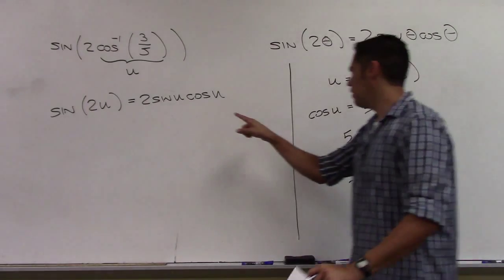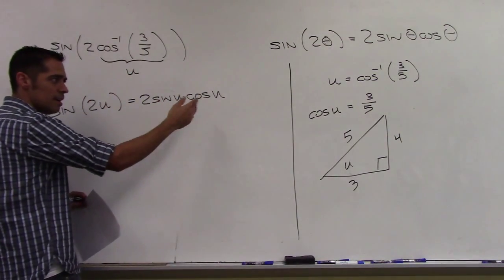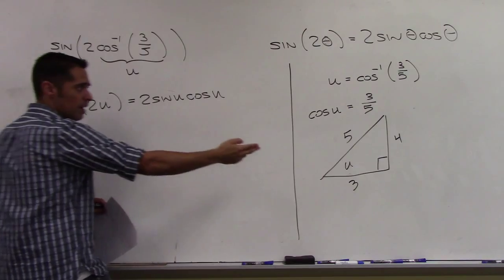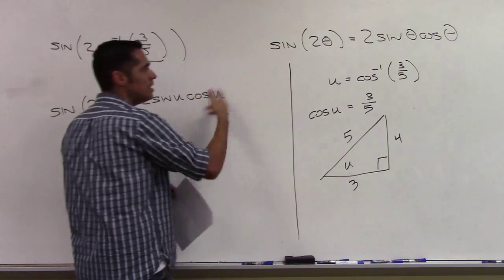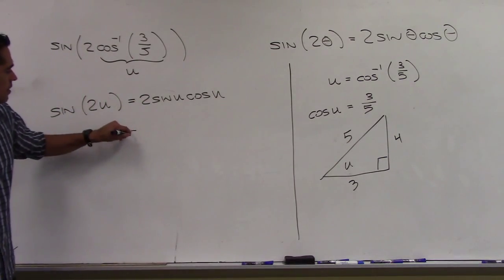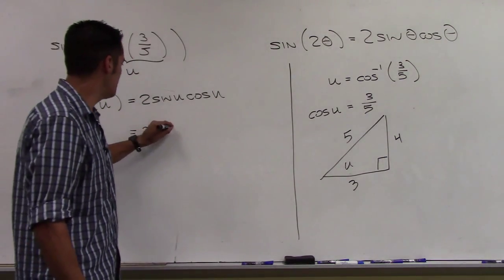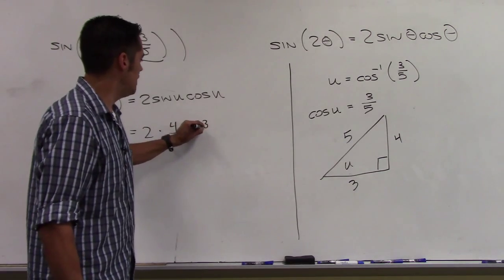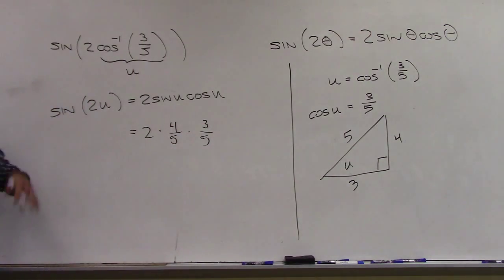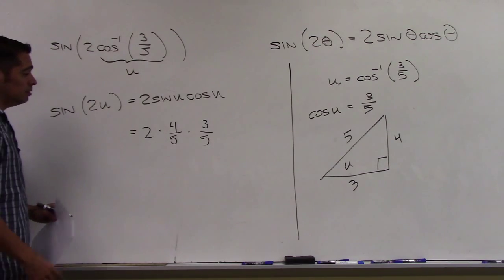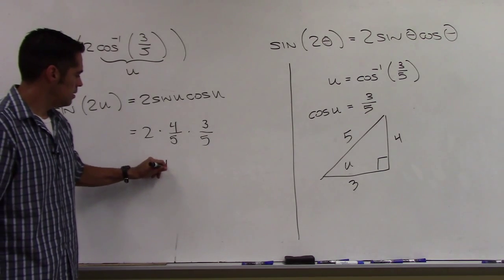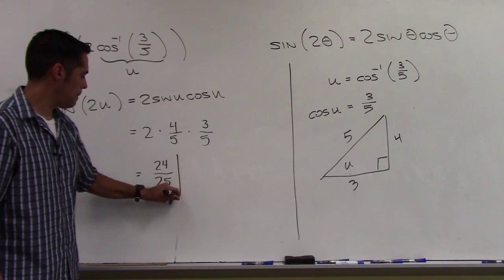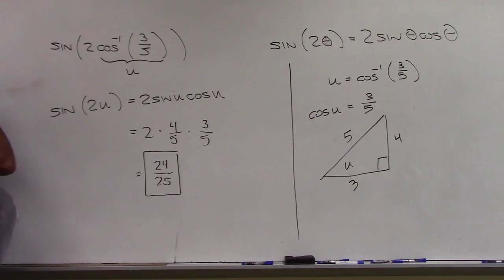And so when I come back over here and I say I needed to know what sine of u was, sine of u is 4/5, right? Opposite over hypotenuse. Cosine of u is adjacent over hypotenuse. I actually knew that already, but it's there in the triangle also. So this is 2 times 4/5 times 3/5. Multiply across, you're done. So what, 8, 20, what is that, 24 25ths. So sine of 2 cosine inverse of 3/5 is 24/25.